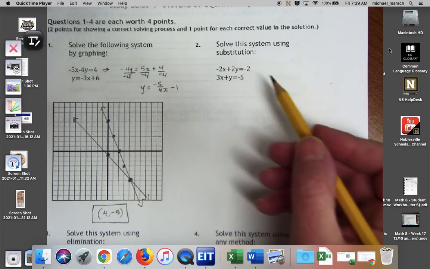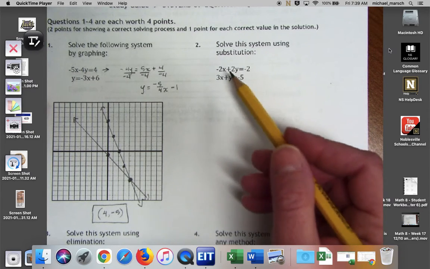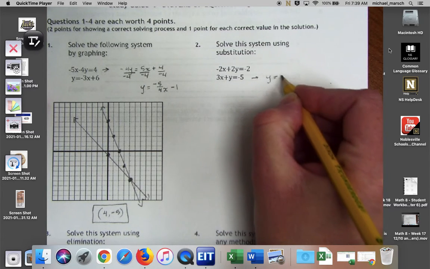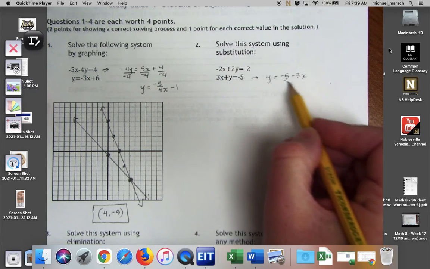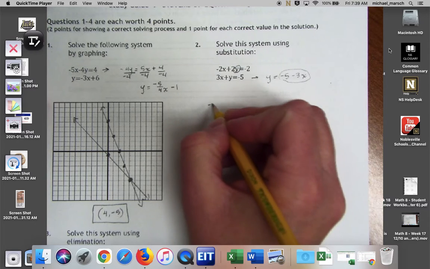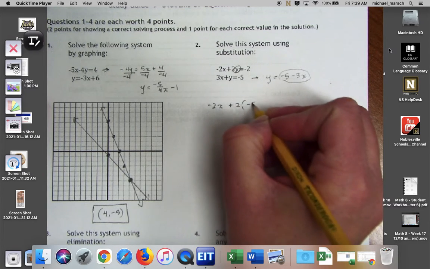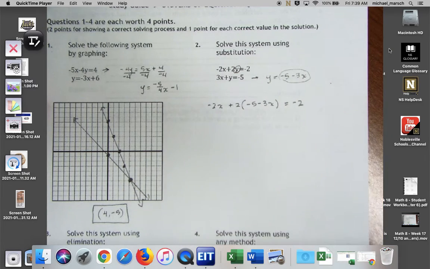All right, question 2 wants me to do substitution. So in order to do that, I'm going to have to isolate one of my variables. So I'm going to change this to y equals -5 minus 3x. So then I can take this expression and put it here in this equation. So I'm going to have -2x plus 2 times the quantity -5 minus 3x equals -2.